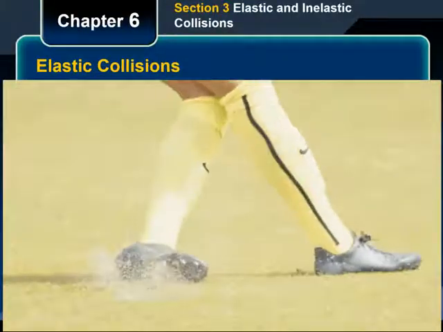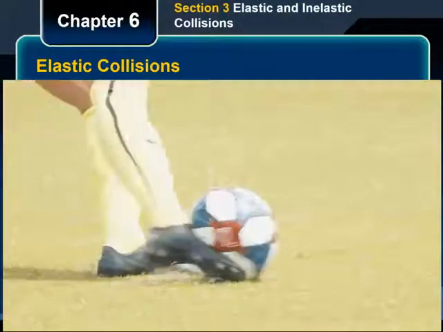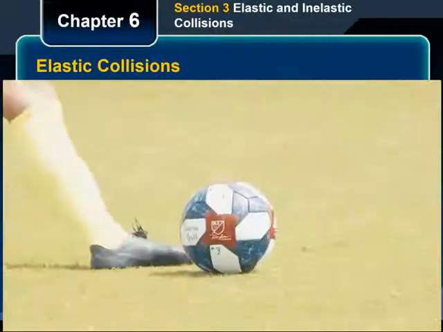After the collision, the two objects move separately. In an elastic collision, both the total momentum and the total kinetic energy are conserved.